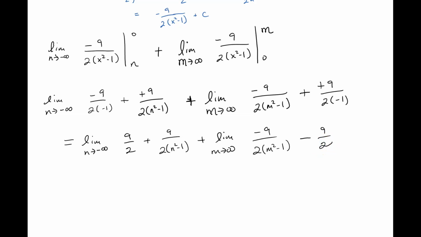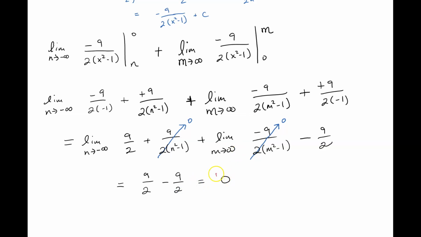So now let's go ahead and evaluate the limit. Well, you're going to plug in a negative infinity squared, so it's going to be infinity. 9 divided by 2 times infinity minus 1. Well, that's just ridiculous. 9 divided by something huge is 0. And the same thing happens with the same logic for this part here. So what you are left with is 9 over 2 minus 9 over 2. And what do you get?